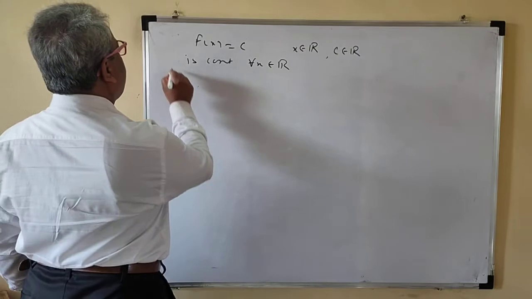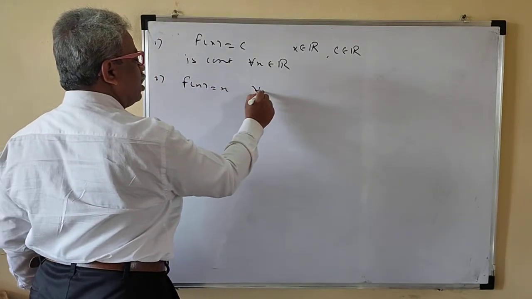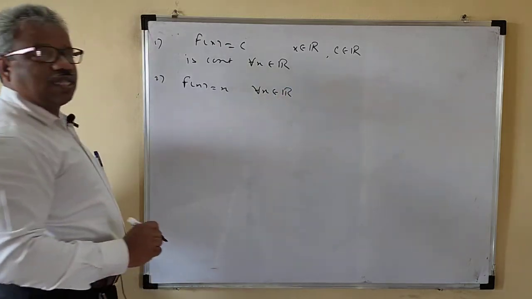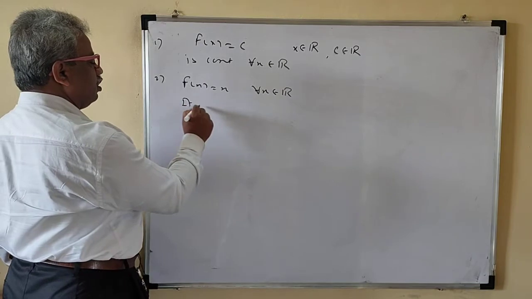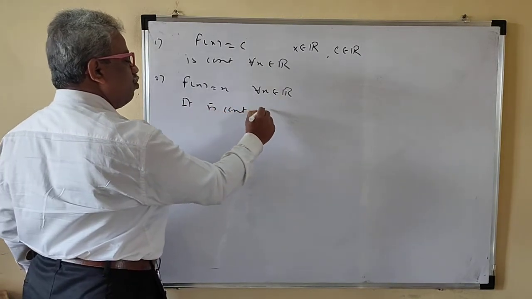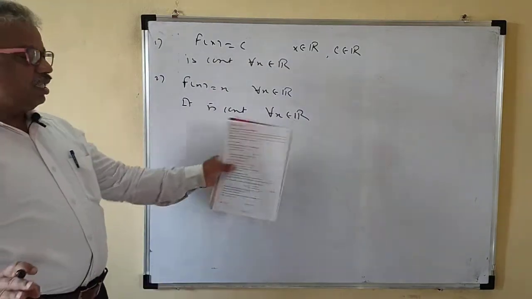Now suppose we have the function f of x is equal to x for all x belonging to R. This is the identity function. It is continuous for all x belonging to R, that means it is continuous everywhere in R.